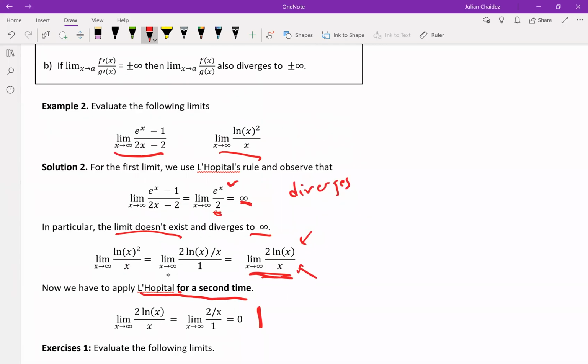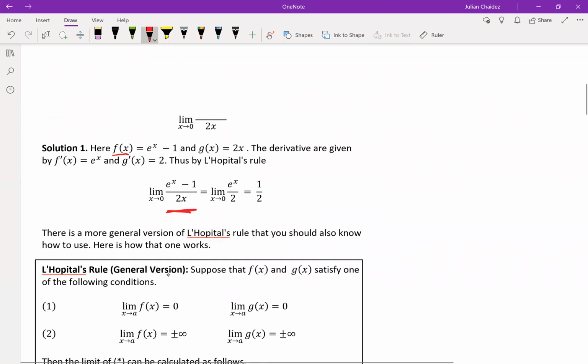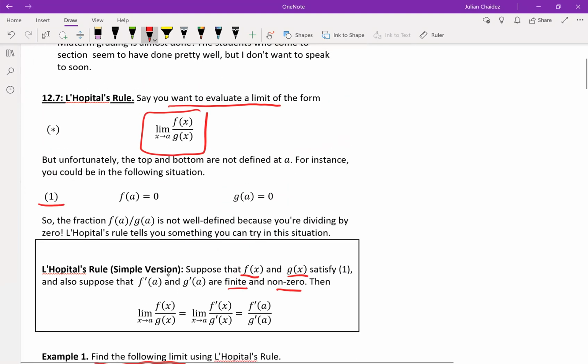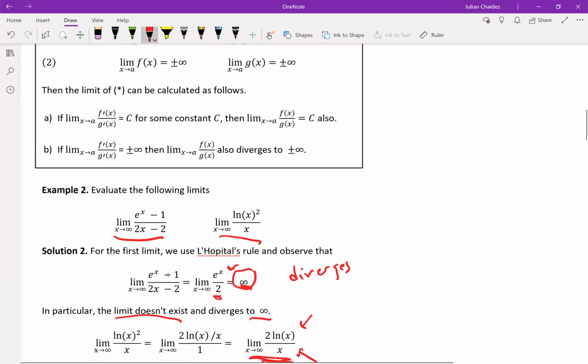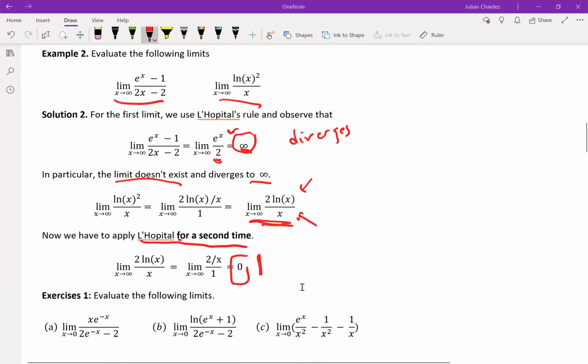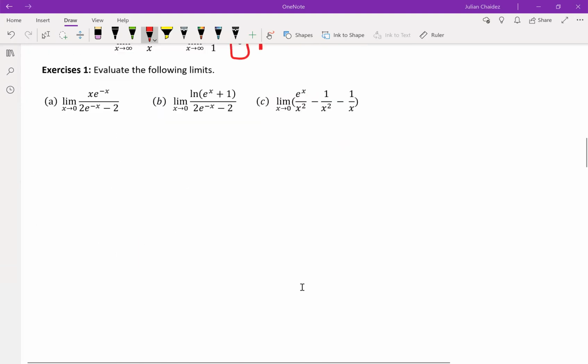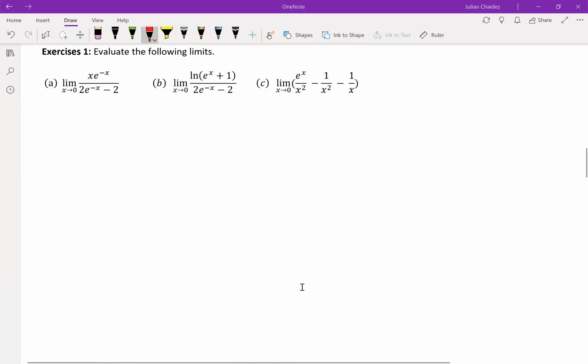Okay, so are there any questions about any of this L'Hopital stuff? Any of this, either the simple version or the general version, or any of the examples that I did? Okay, it looks like no. So if there are no questions, then why don't you give these exercises a shot?